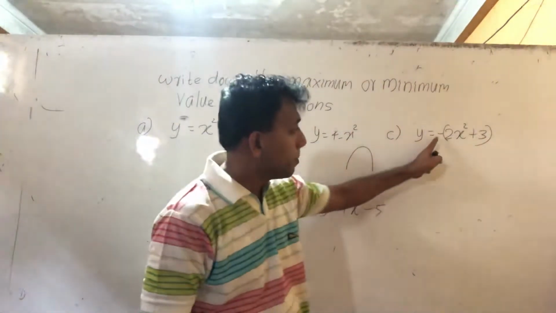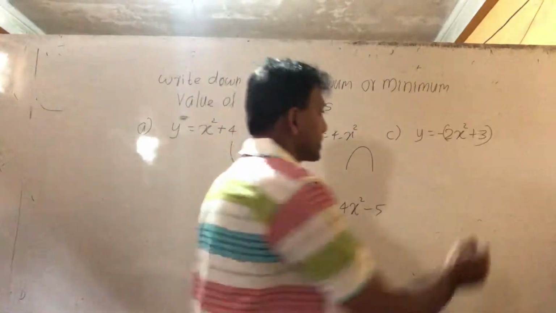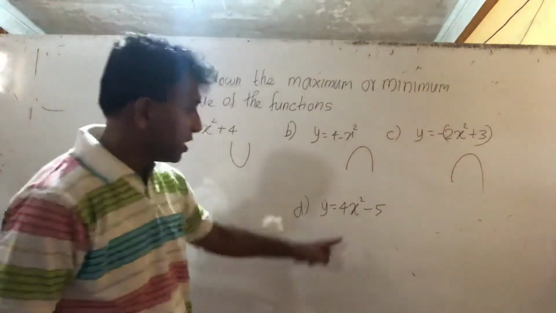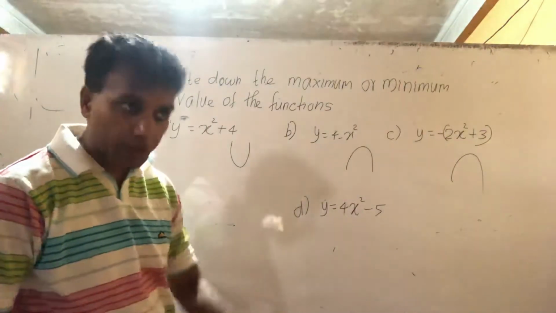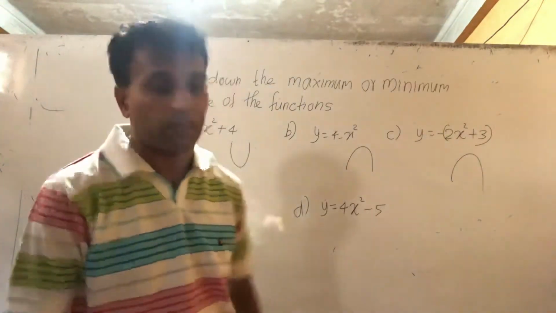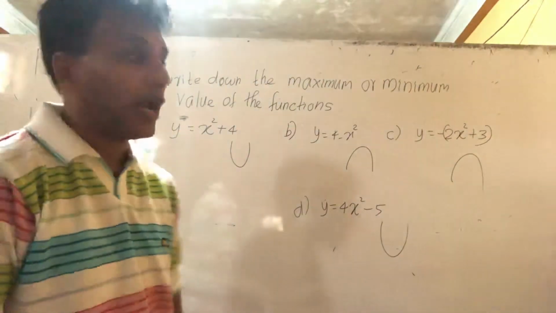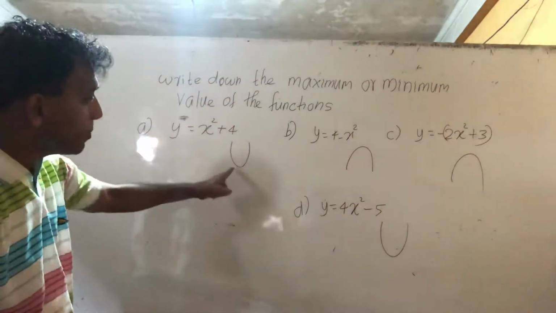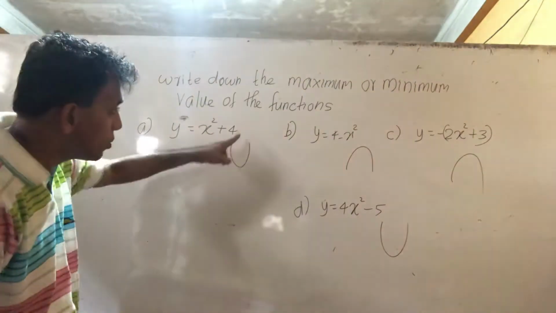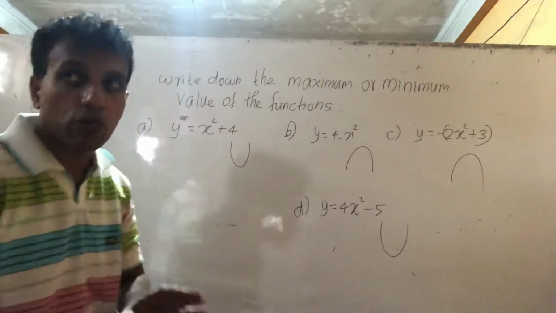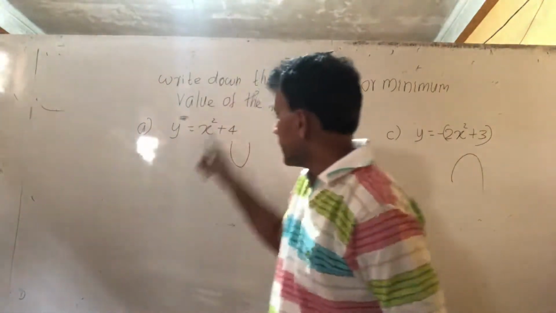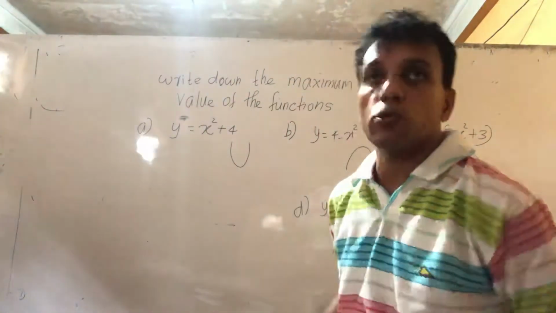Here see, minus 2x square, maximum graph. Here positive x square, in front of x square a positive number comes, minimum. Okay, now they ask what is the maximum or minimum value. So this one is a minimum graph. So what is the minimum value? This 4. Answer is 4. You copy down, right? Minimum graph, minimum value is 4.